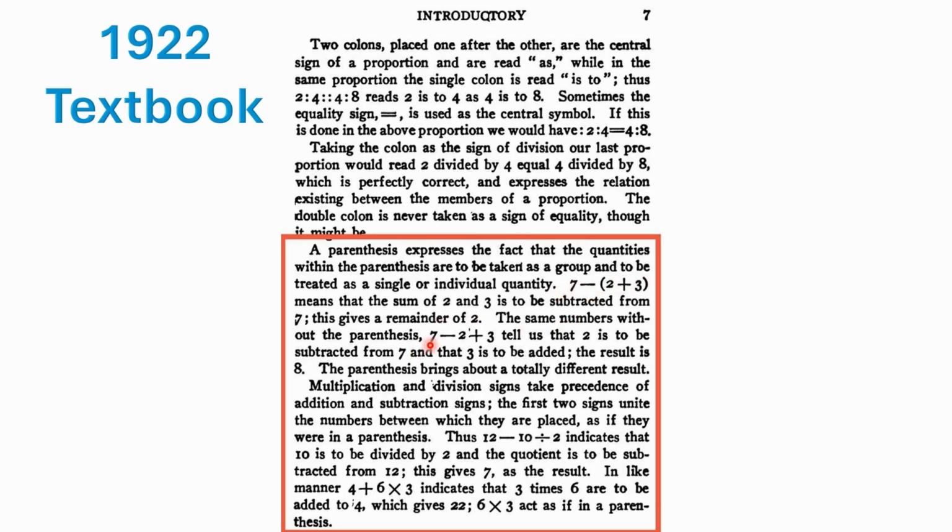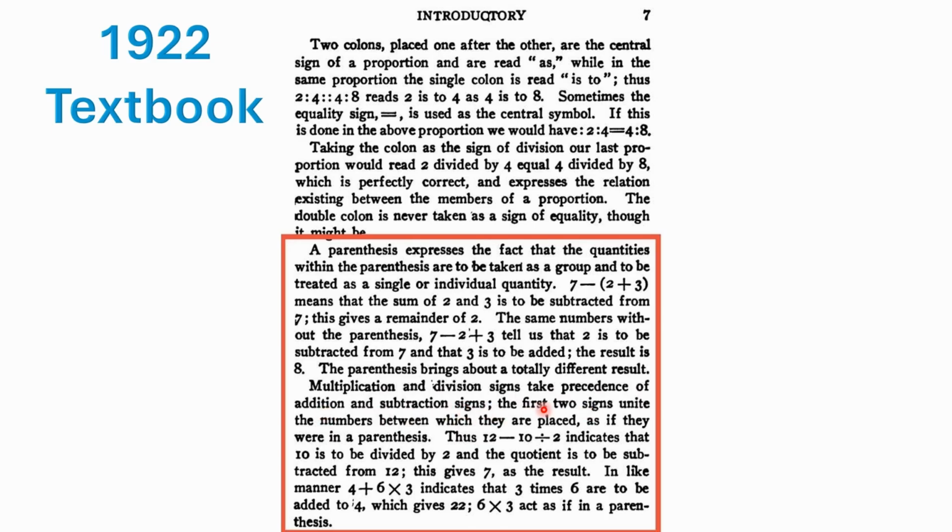Easy. But if you have 7 minus 2 plus 3, you do not have parentheses. Well, all that's telling us is that 2 is to be subtracted from 7 and that 3 is to be added. The result is 8. So you get a different answer whether you have parentheses or not. The parentheses bring about a totally different result. And remember, even here, 1922, they knew enough. Multiplication and division signs take precedence of addition and subtraction signs.